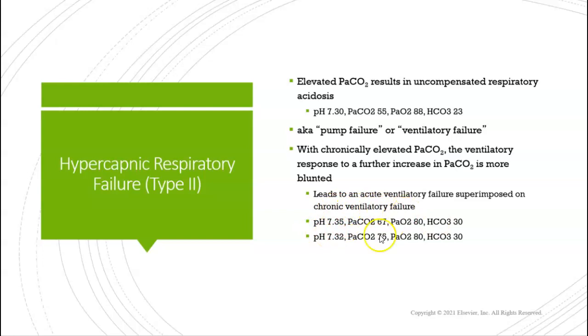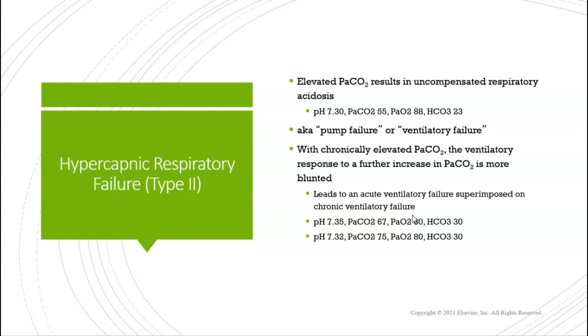So this would be considered still respiratory acidosis, but it's fully compensated or chronic respiratory acidosis, or sometimes it's called chronic ventilatory failure. Our PaO2 here in this example is 80, but typically what you would see with COPD is that PaO2 being in that mild hypoxemic range of 60 to 80. That would probably be a more accurate representation than what I have in here right now, but I didn't want to confuse you by throwing hypoxemia into it.